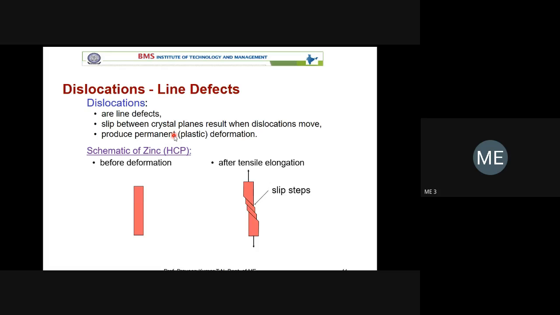We have 1, 1, 1, one more opposite corner. If we join all three, x1, y1 and z1, on the x-axis we have 1, we can mark point 1. On the y-axis, 1 unit, we can take one more point. On the z-axis, 1 more point. And finally, if we join all those 3 points, then it will become a plane. That will be the 1, 1, 1 plane.